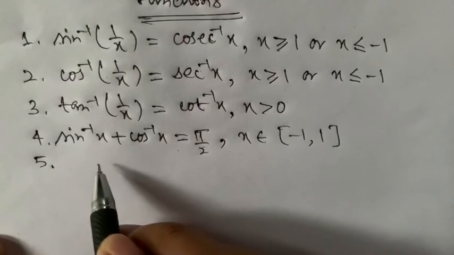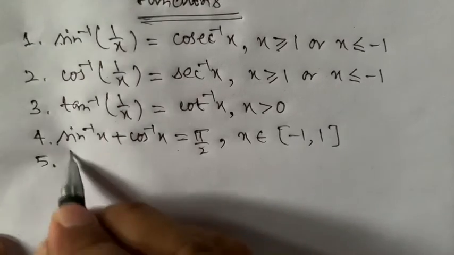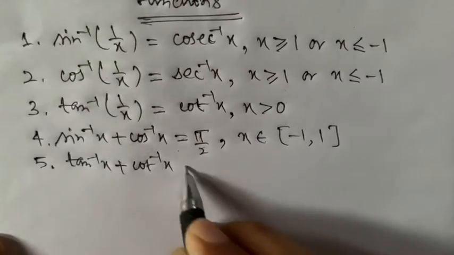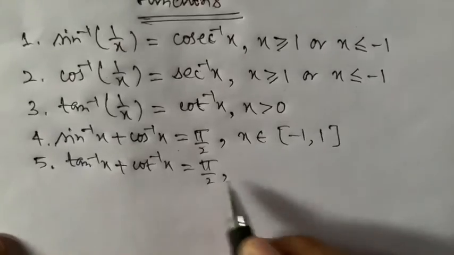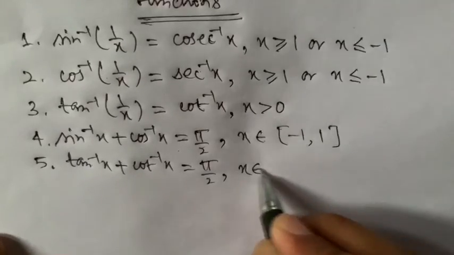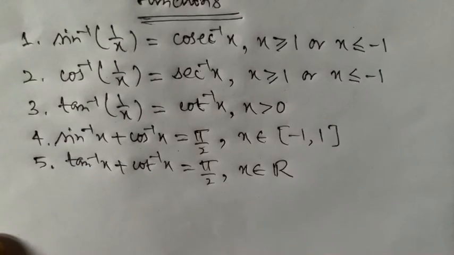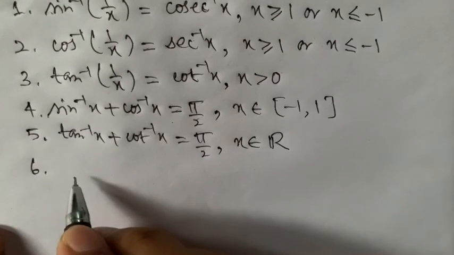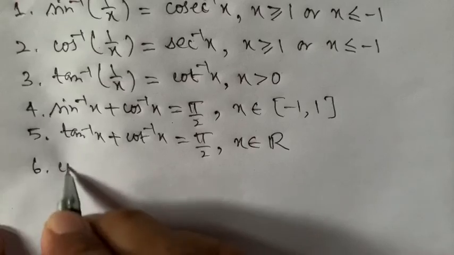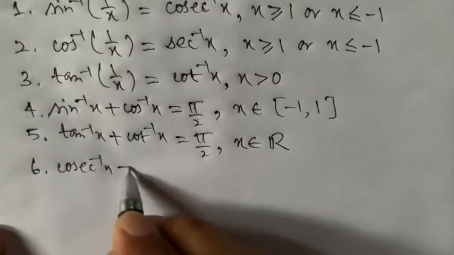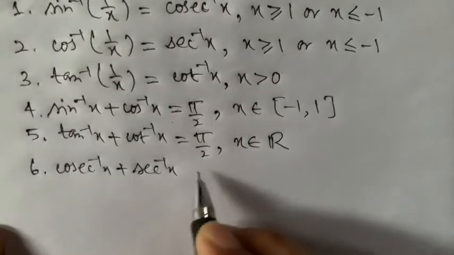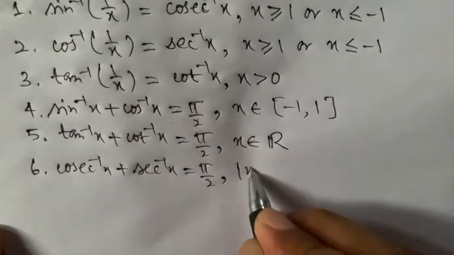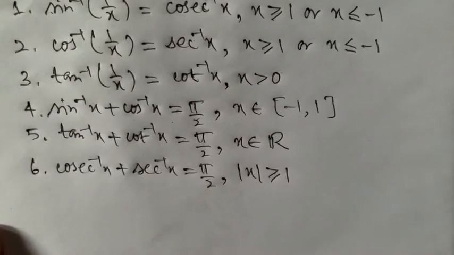Now fifth property is tan inverse of x plus cot inverse of x is pi by 2, and here x should belong to the set of real numbers. For sixth, we have cosec inverse of x plus sec inverse of x is equal to pi by 2, and here mod of x should be greater than equal to 1.